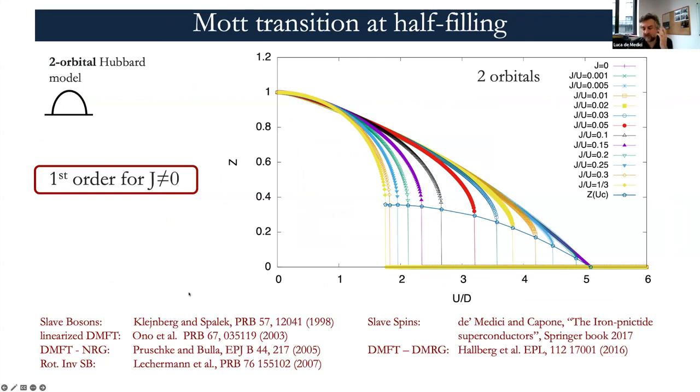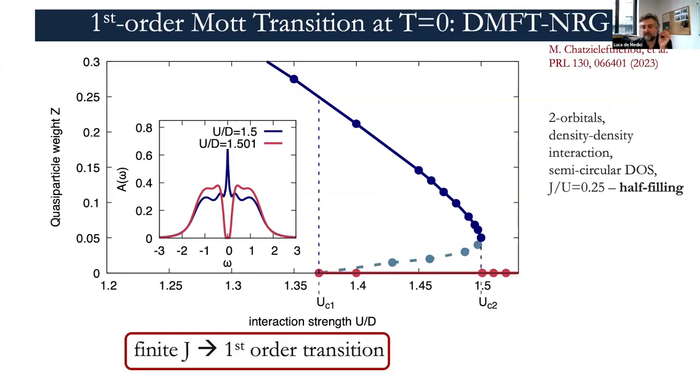One thing which was known in the literature is that as soon as you turn on Hund's coupling, the transition becomes first order, as is illustrated here in the 2 orbital case, but it's true for all other cases. And this was, again, known in the literature from different techniques. So we wanted to really clarify this issue. And what we did, we studied it with DMFT and numerical renormalization group at 0 temperature.